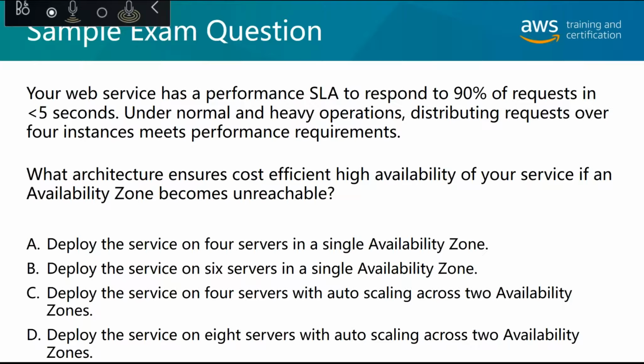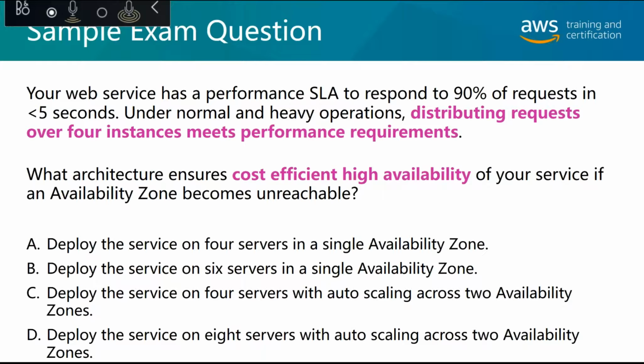So your web service has a performance SLA to respond to 90% of requests in less than 5 seconds. It says under normal and heavy operations, distributing requests over 4 instances meets performance requirements. What architecture ensures cost-efficient, high availability of your service if an AZ becomes unreachable? So the keywords again are cost-efficient, high availability, and distributing requests over 4 instances meets performance requirements.